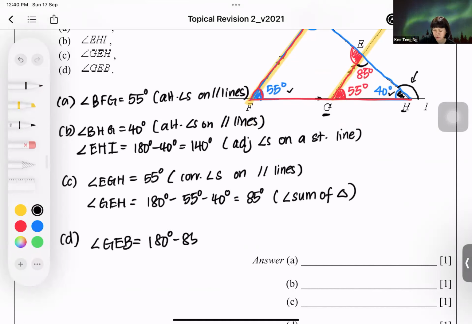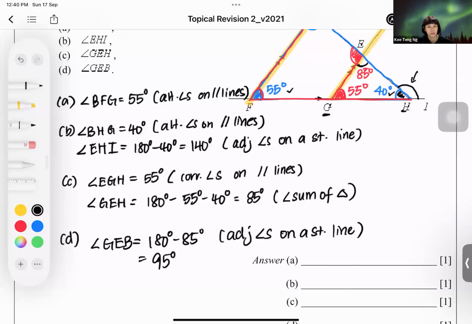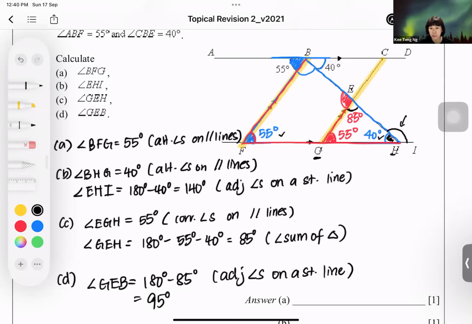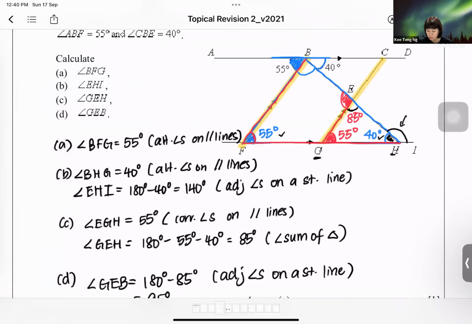180 minus 85 degrees. 95 degree, adjacent angles on a straight line. Have you gotten your answer? Okay, without further ado, let's go on to the next question.